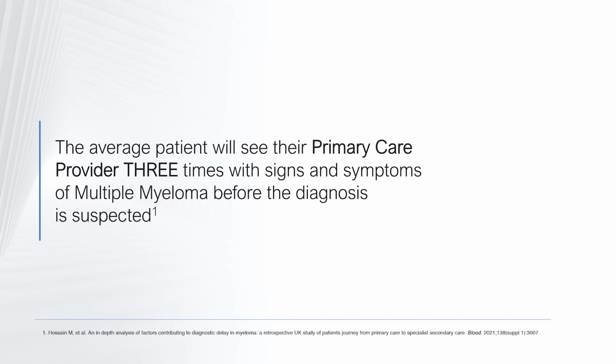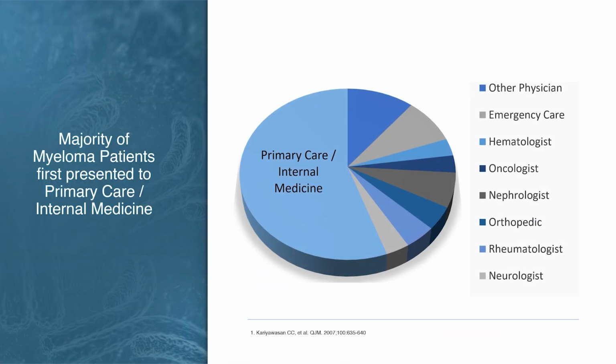In fact, we know from a recent study and multiple studies before it that the average patient who's ultimately diagnosed with multiple myeloma visits their primary care provider 3 times with signs and symptoms consistent with myeloma before the diagnosis is suspected and ultimately confirmed. So it really becomes important for us to recognize that as primary care providers, we are the gatekeepers, as it were, of multiple myeloma. Approximately 2/3 of patients are diagnosed with myeloma through the primary care portal.